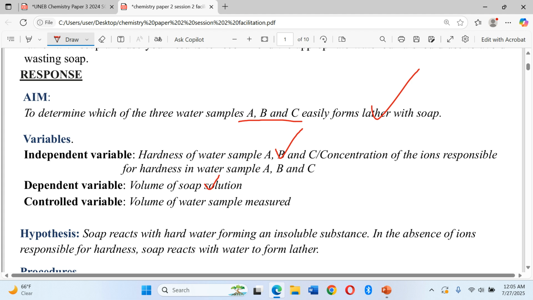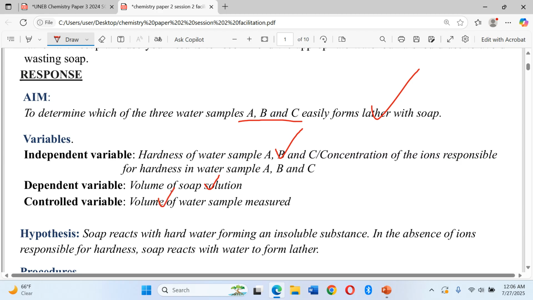Are we there? The volume of soap solution used, because you recall that we have soap solution and we have these water samples. So which means we shall be testing which one forms lather easily. So the one which takes little volume of soap solution is the one which is better compared to the one which will take very much or too much volume of soap. Controlled is the volume of water sample.